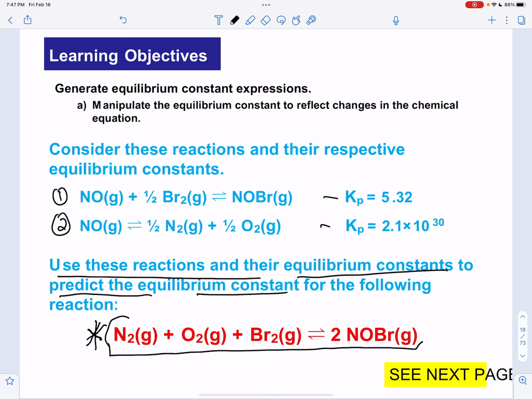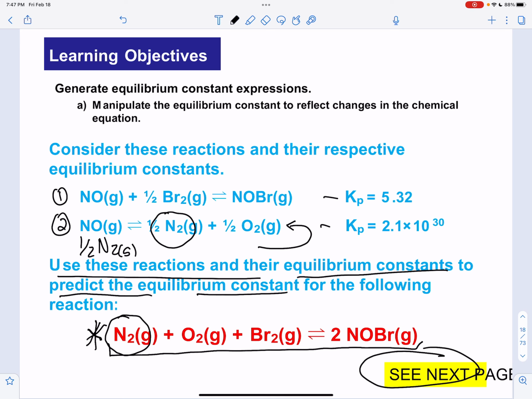So let's see what we have here. First thing, nitrogen gas is one of the reactants in our target. We find nitrogen gas in this reaction, but it's one of the products, so we know we're going to have to flip this one so that we have the nitrogen gas on the left side as a reactant. So let's flip that. Let's do it on the next page so we have more space.